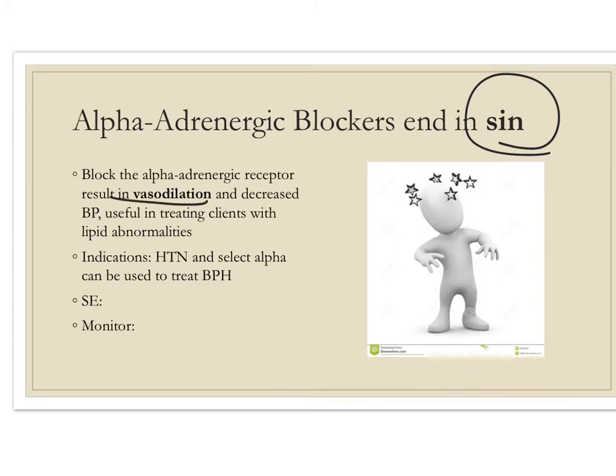So, you're looking at this picture and you're thinking vasodilation. Why does he have stars around his head? It's because when he gets up, he could experience orthostatic hypotension because of the vasodilation. Alpha blockers obviously are used for hypertension, but they can also be used for BPH.